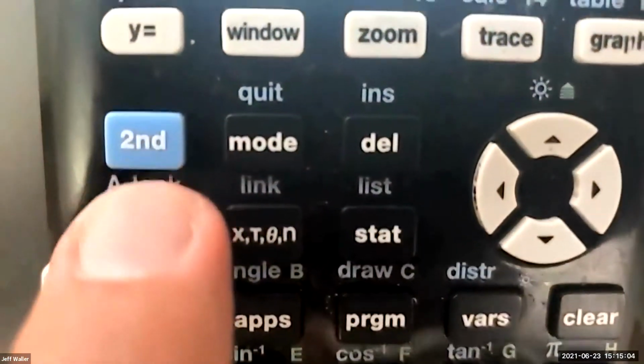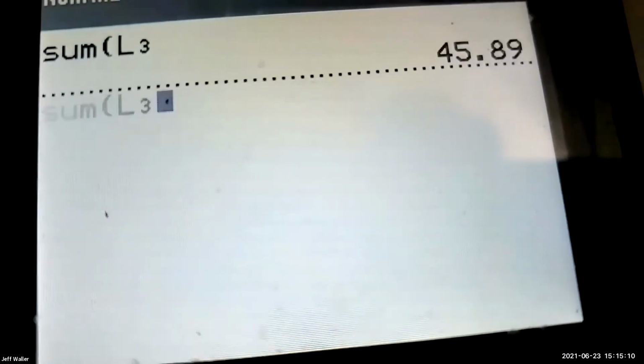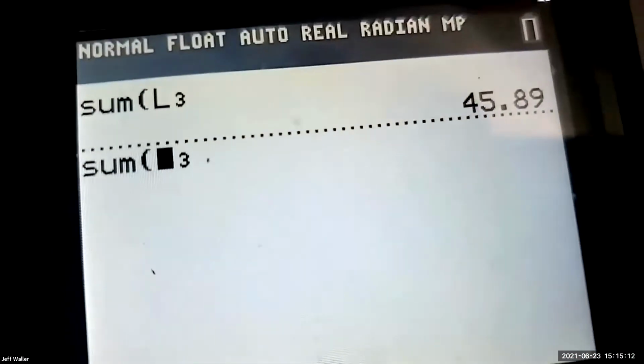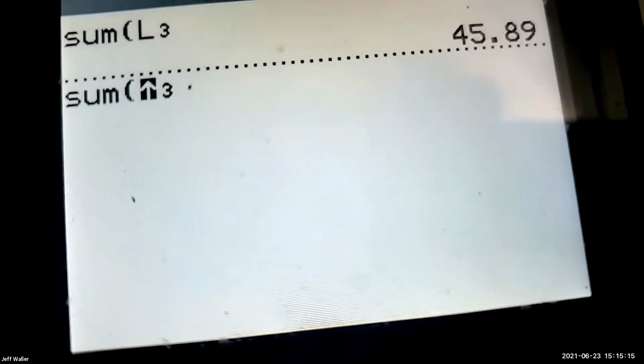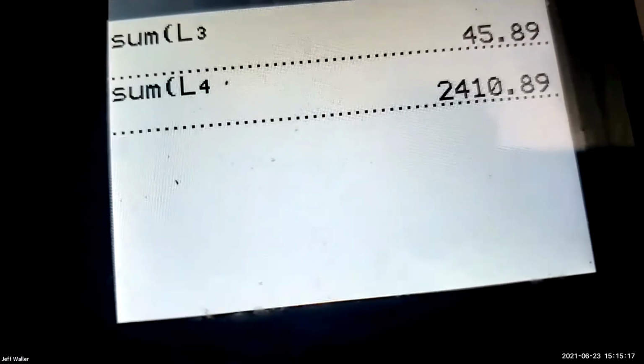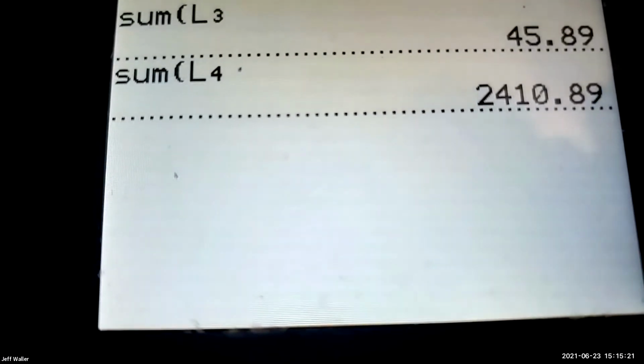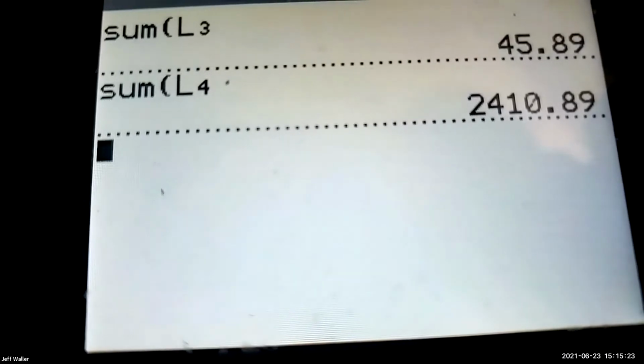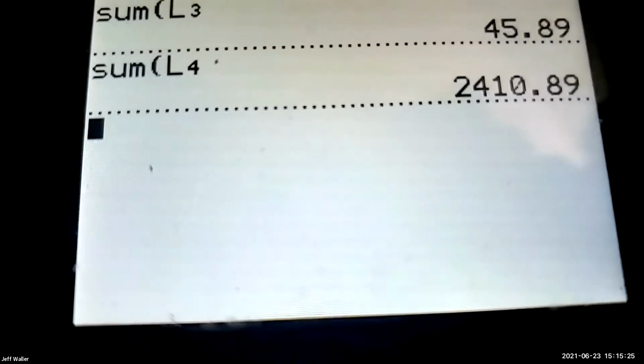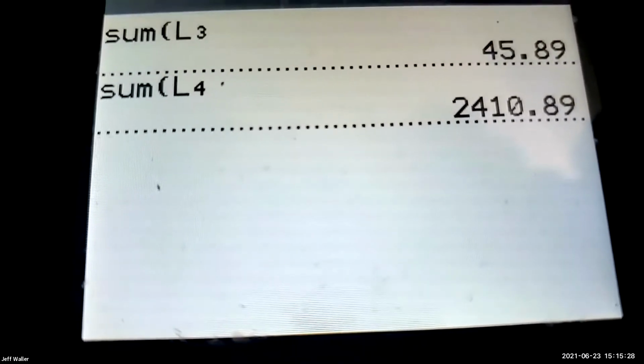Watch what I can do. I can just hit second enter. It brings this back up, and then I can just go back and make this L4. So I don't have to go all the way back through lists. So there's my sum of x squared p of x. Is that what you guys got there? Does that look familiar? Yes. Okay.